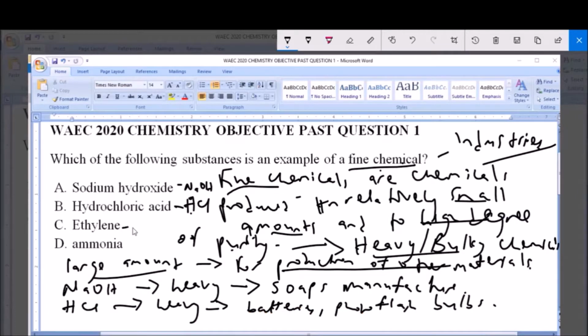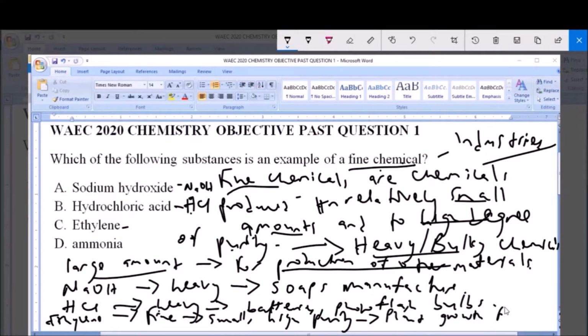Option C, ethylene. Ethylene is considered a fine chemical. This is because it is manufactured in small amounts to a high degree of purity, and it is used as a plant growth factor. Also note that examples of fine chemicals are usually drugs. So plant growth factors can be classified somewhat as drugs, but for plant use.